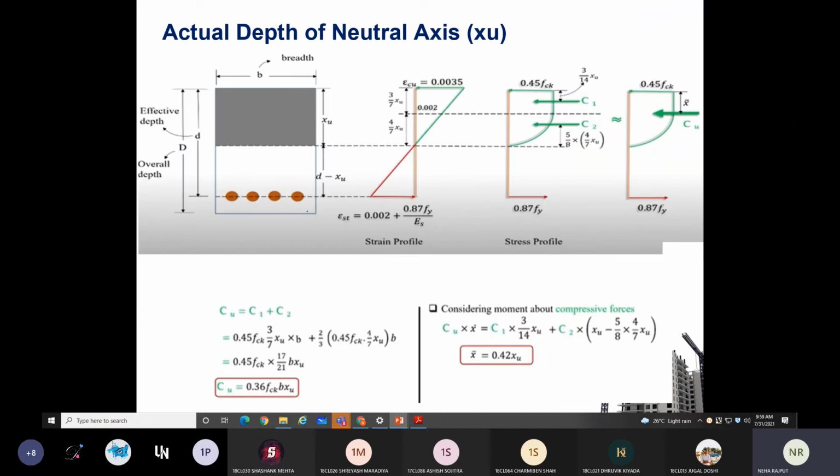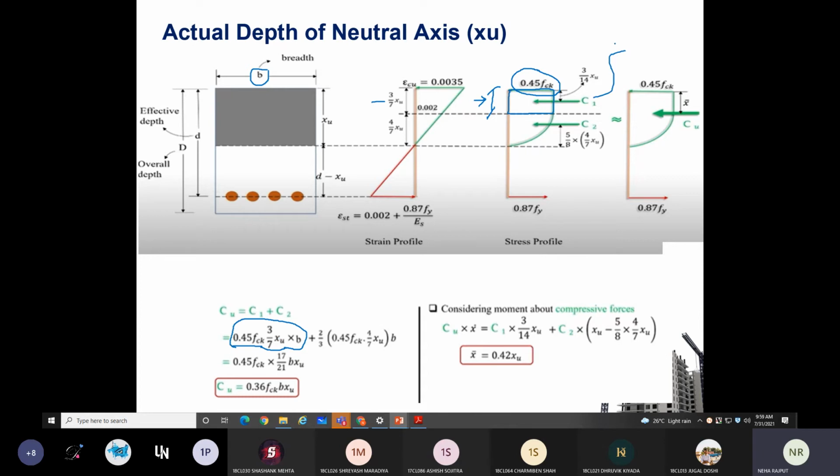So over here again this slide, same figure. Now I am applying that area. So see how to get the area of the rectangle. What is the area of a rectangle? B into D. So B is 0.45 fck. This is 3/7 xu. This is what will be here. So that is one. Multiply by the width of the section. So here see, 0.45 fck into 3/7 xu into b. So this will give my compressive force C1.